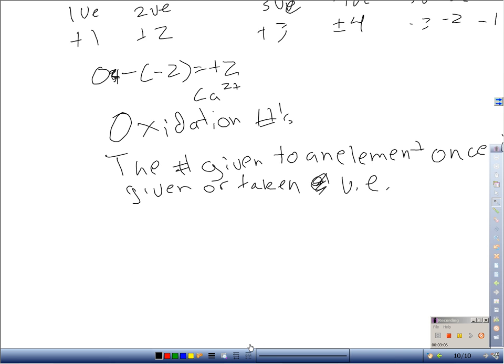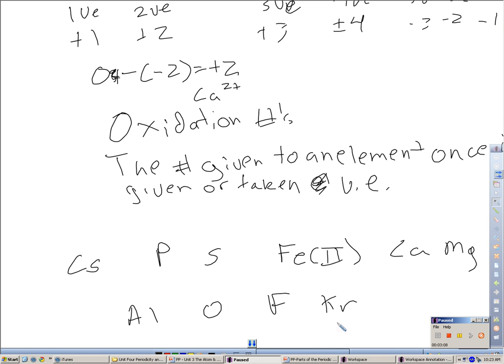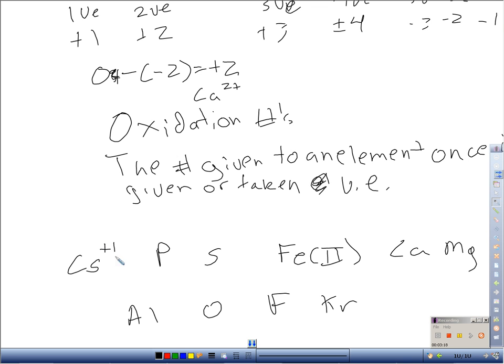So let's look at a couple of examples right quick. Go ahead and pause the video and copy these down. Alright, now that you're back with me. Cs is going to be a +1 because that's what we find on the periodic table. P, 3-, S, 2-. Now, Fe is a transition metal. Whenever you have a transition metal, the other thing you absolutely can't get away without is you have to have a charge on it. So these Roman numerals right here, whatever the Roman numeral is, that's what the answer is going to be. So if it was 3, it would be 3. 4, 4. In this case, it's Fe2+.